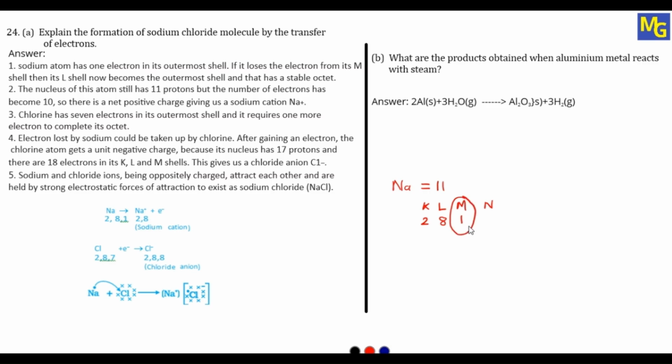Now what will this sodium do? Sodium loses one electron. You can see here, sodium loses one electron from its M shell. So if it loses this one electron from the M shell, then the last shell will be L. I hope you are understanding. Then the last shell will be L and the L shell already has 8 electrons. Means it has attained octet. So it is a stable electronic configuration.